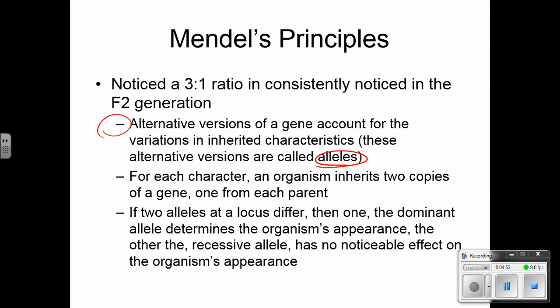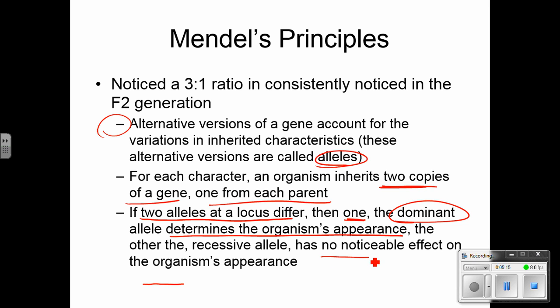For each character, an organism inherits 2 copies of a gene, one from each parent. He came up with that idea too, and we know that now to be consistent with what he observed. If the two alleles that exist at a locus are different, then one, which we now call the dominant one, will determine what the organism's appearance is. The other has no noticeable effect on the appearance. We now know that one to be a recessive. So those are the vocab terms behind what he came up with.